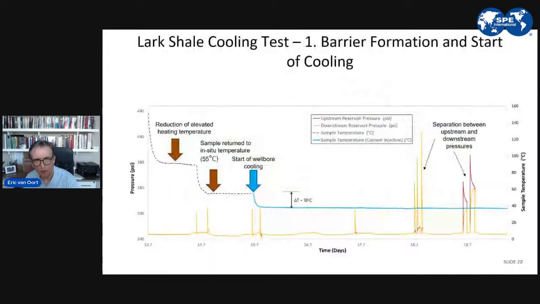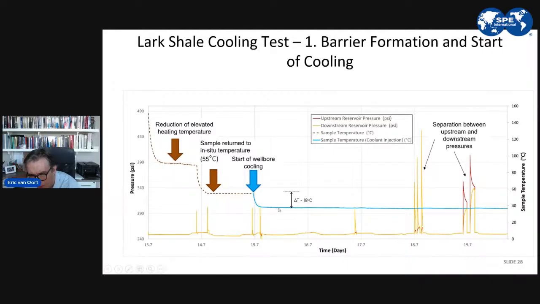So in this test, what we did is we took the large shale and we generated a barrier. We did it with heating. So at 150 degrees centigrade, initially, we have a good barrier. And then we cooled it back down to in situ conditions first, which is 55 degrees centigrade. And then we started cooling the wellbore. So circulating the wellbore, and we didn't go all the way to minus 20 degrees centigrade, but we went to about minus 14 degrees centigrade. But as you can imagine, a significant temperature shock.